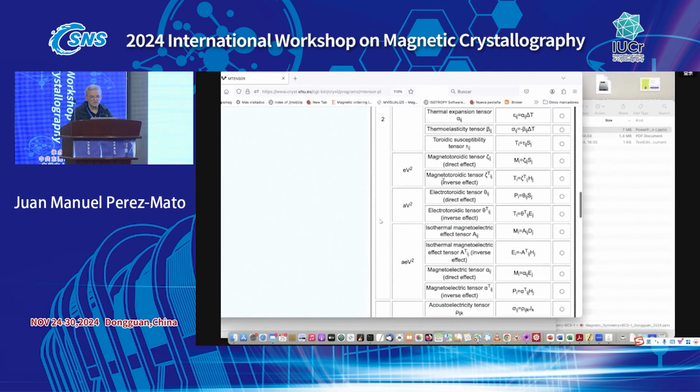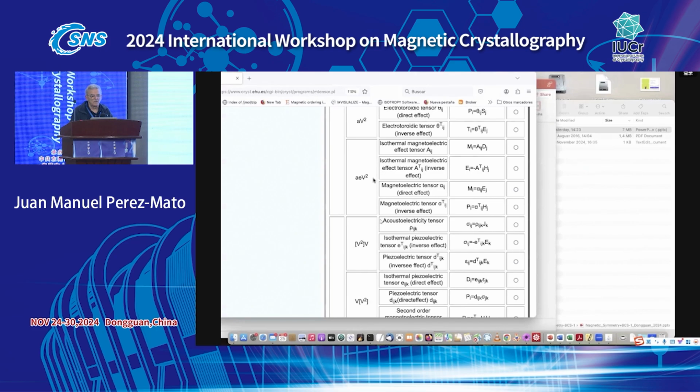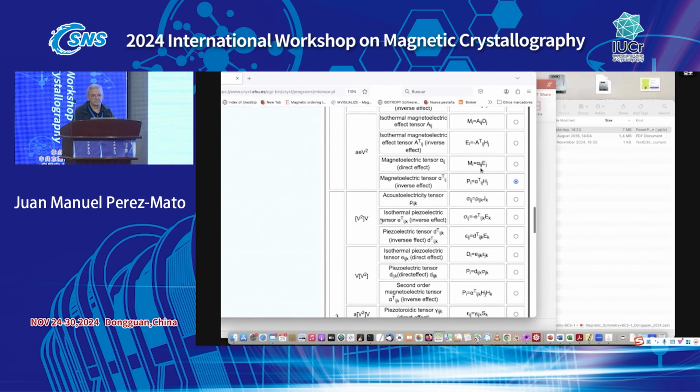So you see here, magnetoelectric tensor, you have the direct effect and the inverse effect. One is magnetization produced by an electric field, and the inverse one, polarization produced by a magnetic field. Okay, so they are related. One is the transpose of the other, and it is indicated by a matrix alpha.